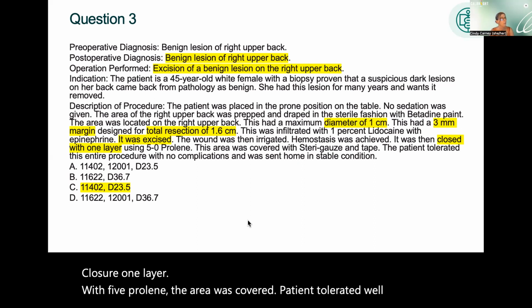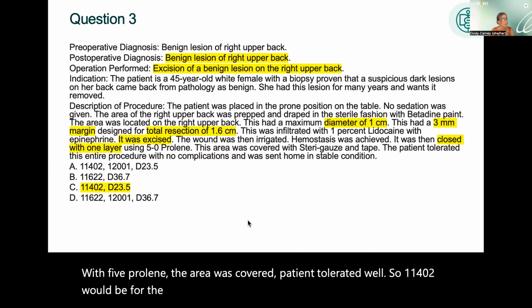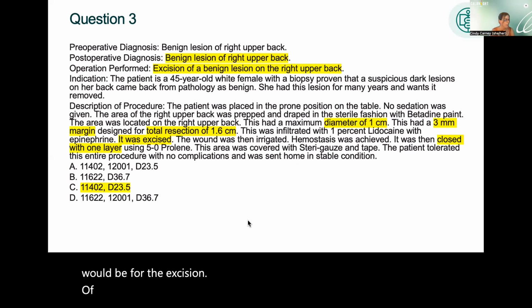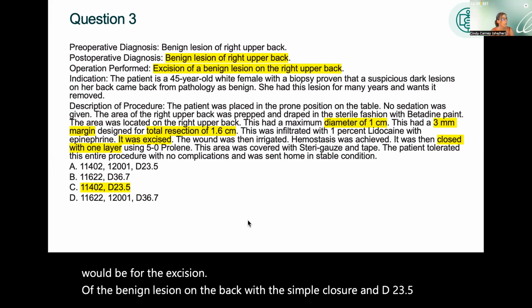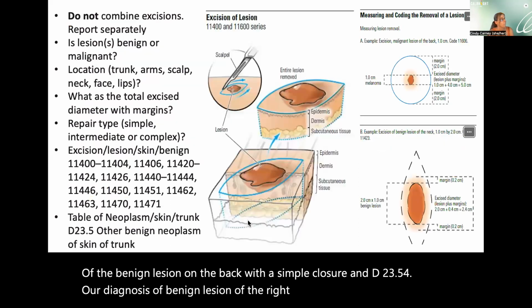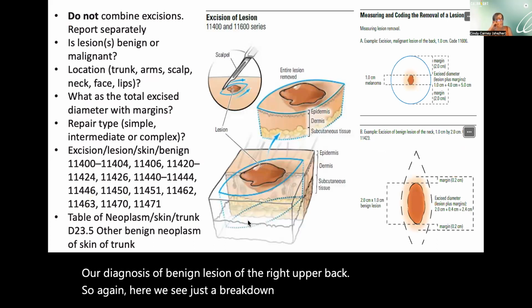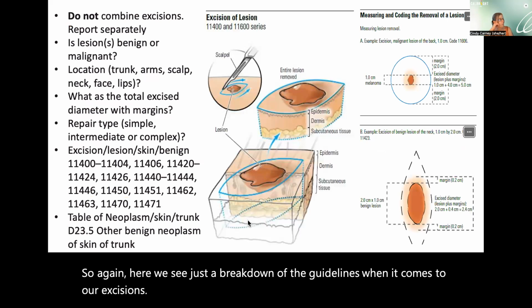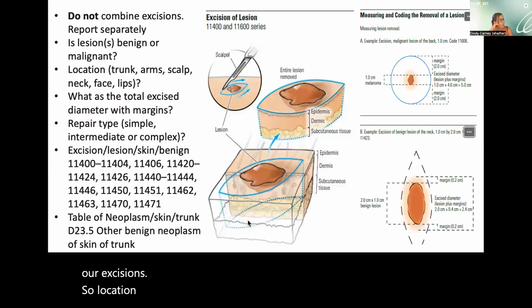So 11402 would be for the excision of the benign lesion on the back with a simple closure, and D23.5 for our diagnosis of benign lesion of the right upper back. So again, here we see just a breakdown of the guidelines when it comes to our excisions. So location, total size diameter, and then we have all of the codes there.